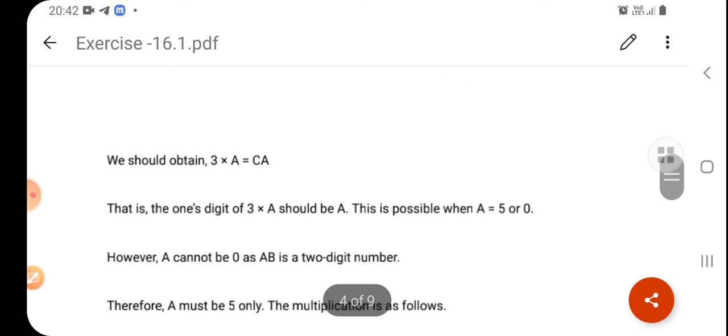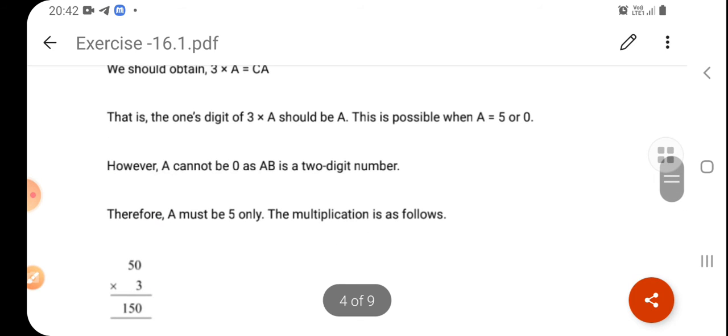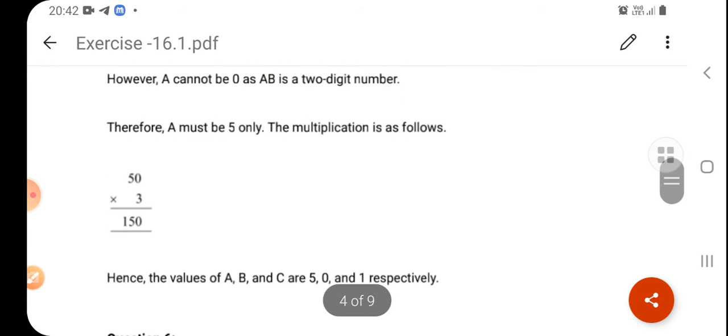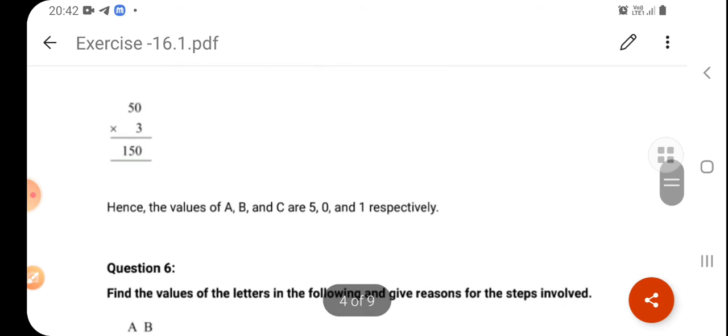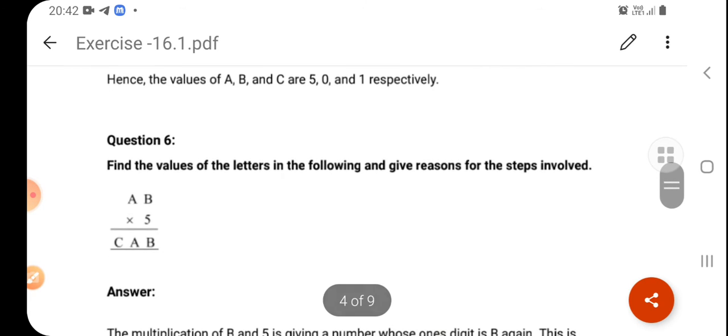Hence b must be 0. So we should obtain 3 into a equal to CA, and that one's digit is equal to 3 into a. This is only possible when a equals 5 or 0. So 50 into 3 is 150. Only 5 and 0 are possible for the values of a and b. So a's value here is 5, b's value is 0, and c's value is 1.